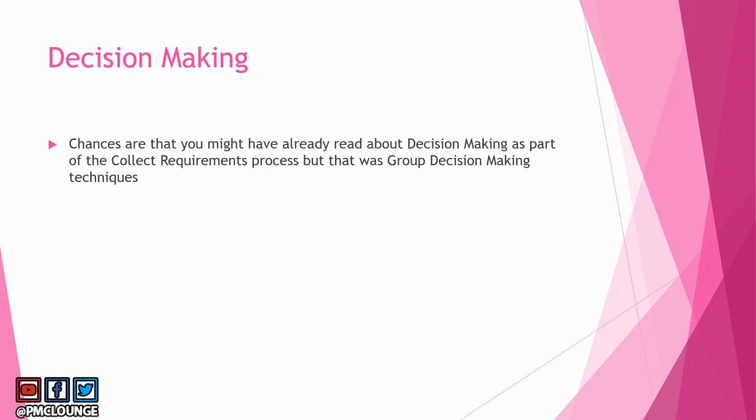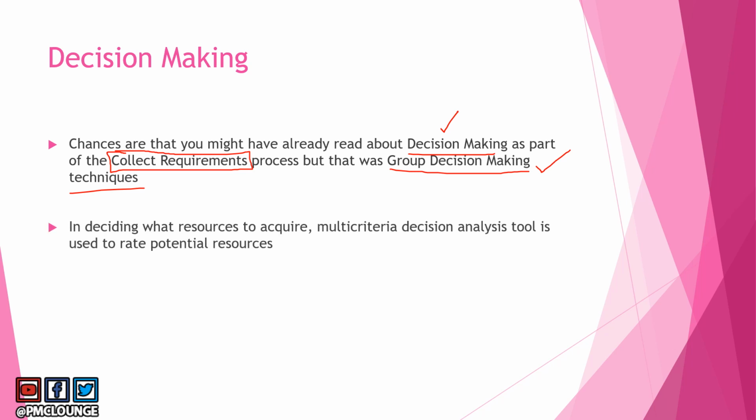Chances are that you might have already read about decision making as part of the collect requirements process. And actually, we have covered this as part of collect requirements, but that was a tool and technique known as group decision making techniques. So I'll share a link. Third link in the description will take you to group decision making techniques, which we have already covered. So you already should have a fair idea about decision making. But here we are not talking about group decision making. We are talking about decision making singular.